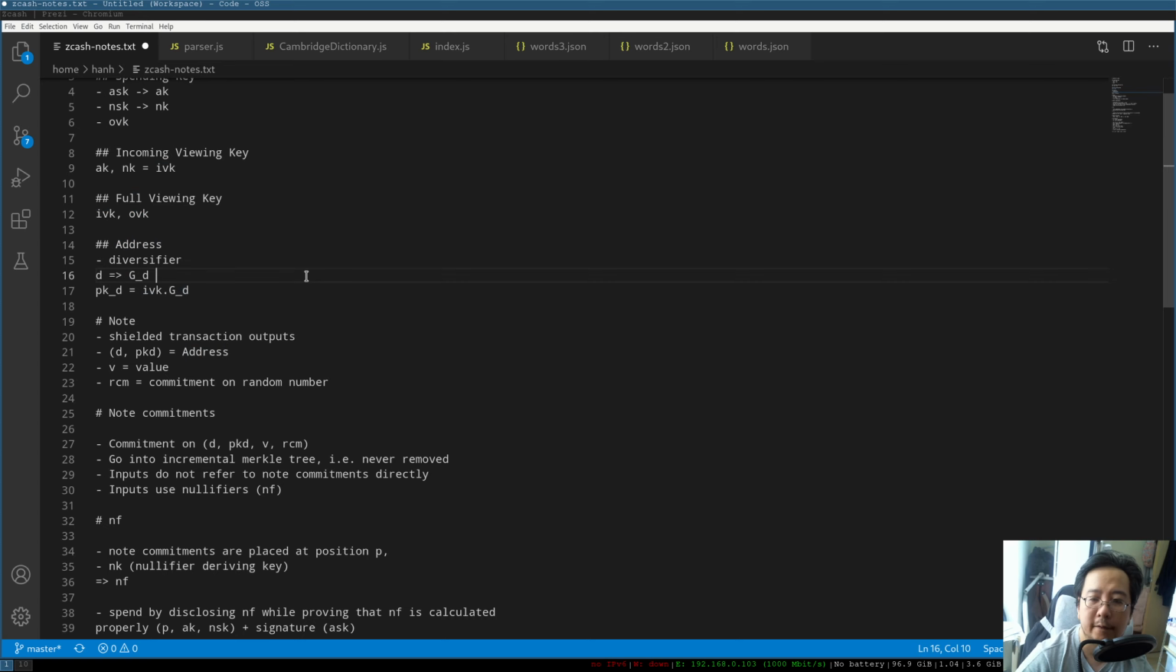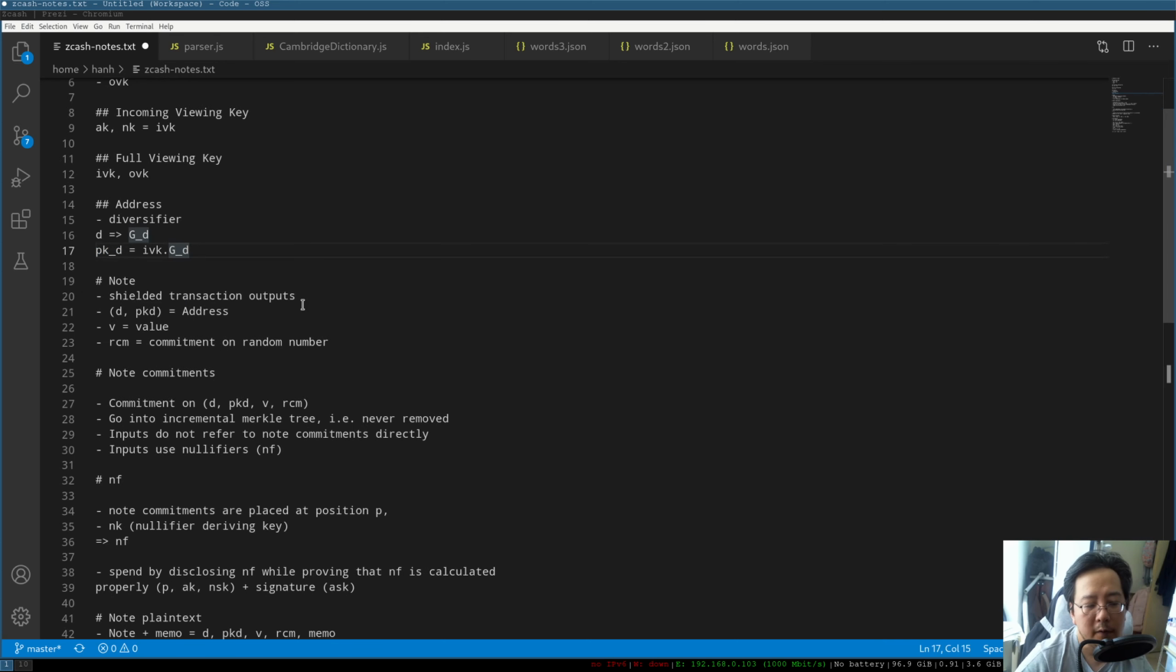So now for the address. We talked about this diversifier, which is again just a random value d, and by taking d and projecting it into a curve, we can pick one point on the curve as the generator. So this generator is a point that is derived from d, and then you multiply that point by IVK, you get this PKD, and d and PKD together form the address. So obviously you don't need to remember all of that, but that's the way it works.